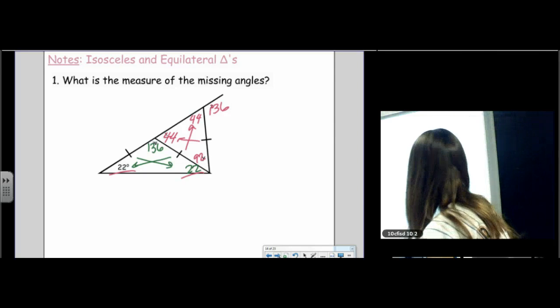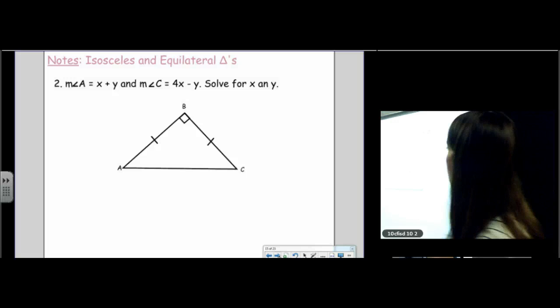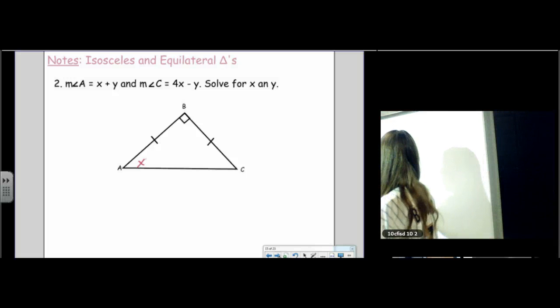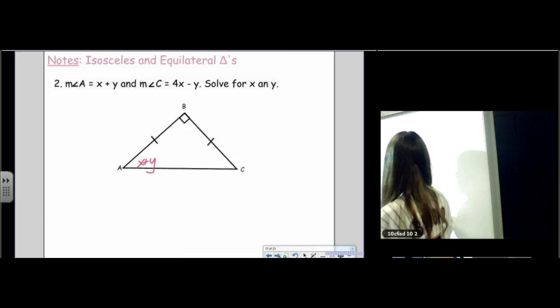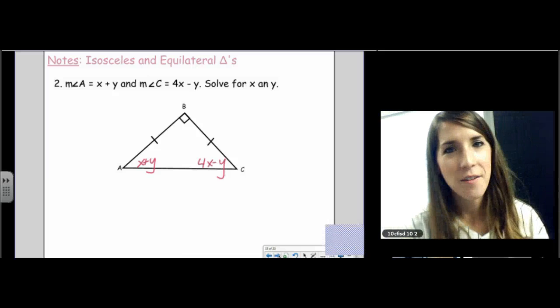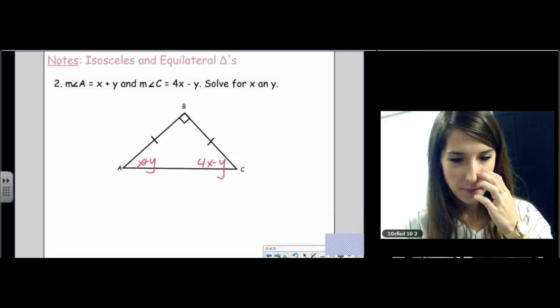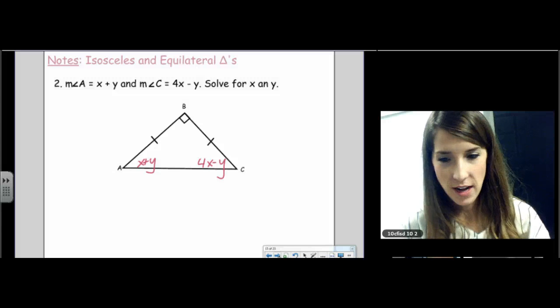Okay. Didn't see anything. Okay, angle A is x plus y. Angle C is 4x minus y. Solve for x and y. We haven't done this in a while, have we? Where we're solving a system of equations. Sometimes you do, Ganesh, sometimes.